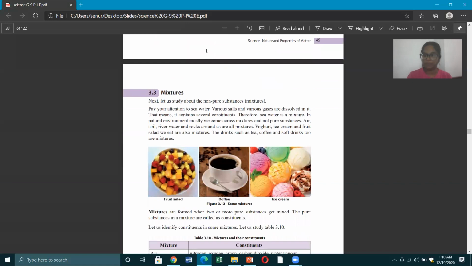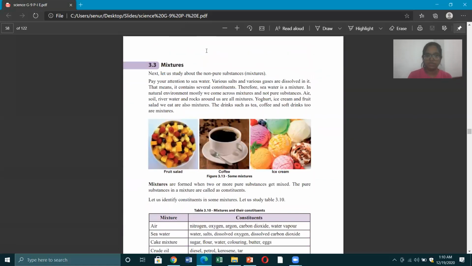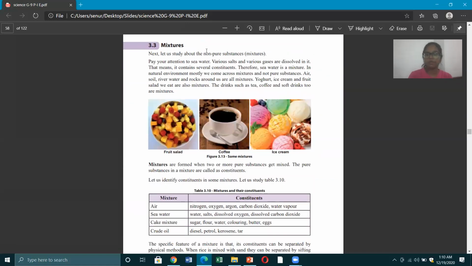I hope that's clear. Okay, so now we are moving on to mixtures. I hope you all can remember, because last week when we started the lesson, I told you that matter, which occupies space and also has a mass, is divided into two: pure substances and non-pure substances. So today we are going to talk about the non-pure substances part, which is mixtures. Okay. So now they have given you an example.